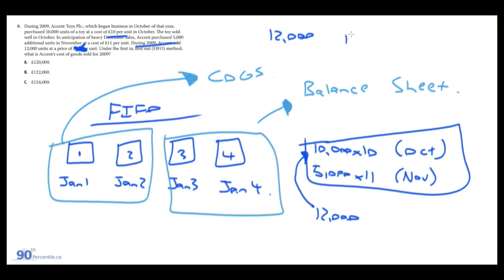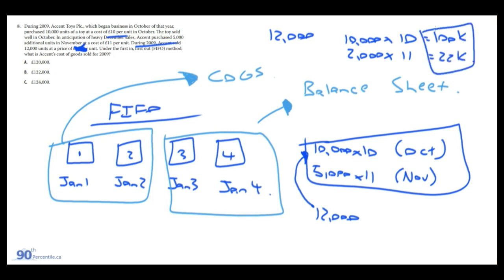And that would be, so 12,000, or sorry, the first 10,000 were at $10. And then the next 2,000 were at 11. So this is 100K and this is 22K. So the total of this is 122,000, which is our answer.